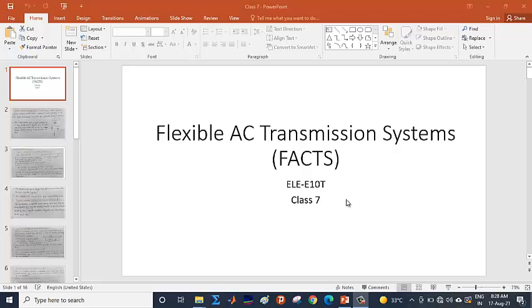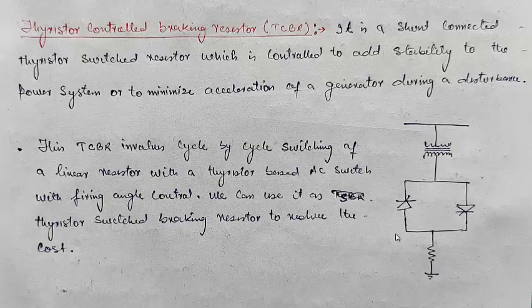In this lecture, I will continue with the brief introduction of the different controllers. Today I will start with the thyristor controlled braking resistor, that is TCBR. It is again connected in shunt with the line, where here we are using a thyristor switched resistor. Alpha may be equal to 0 or it may be equal to 180 degrees. This TCBR is usually used to add stability to the power system or to minimize the acceleration of a generator during the disturbance.